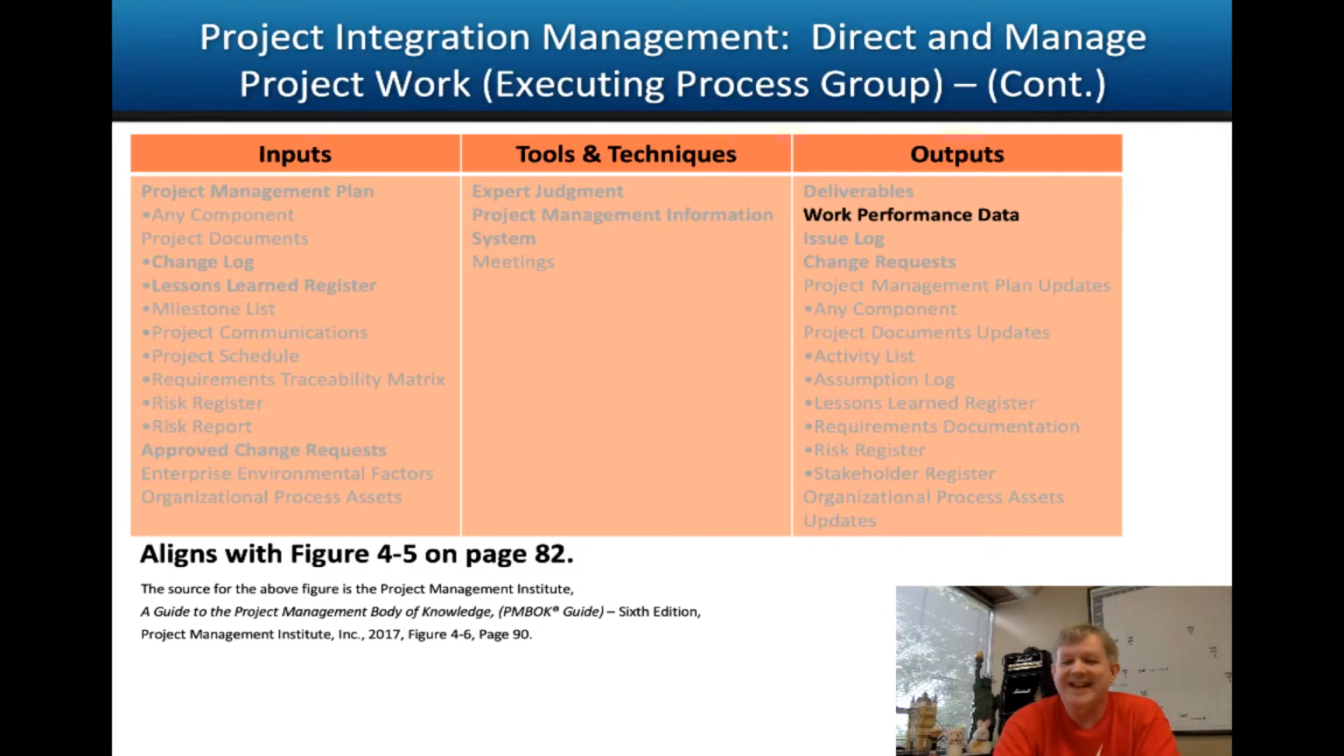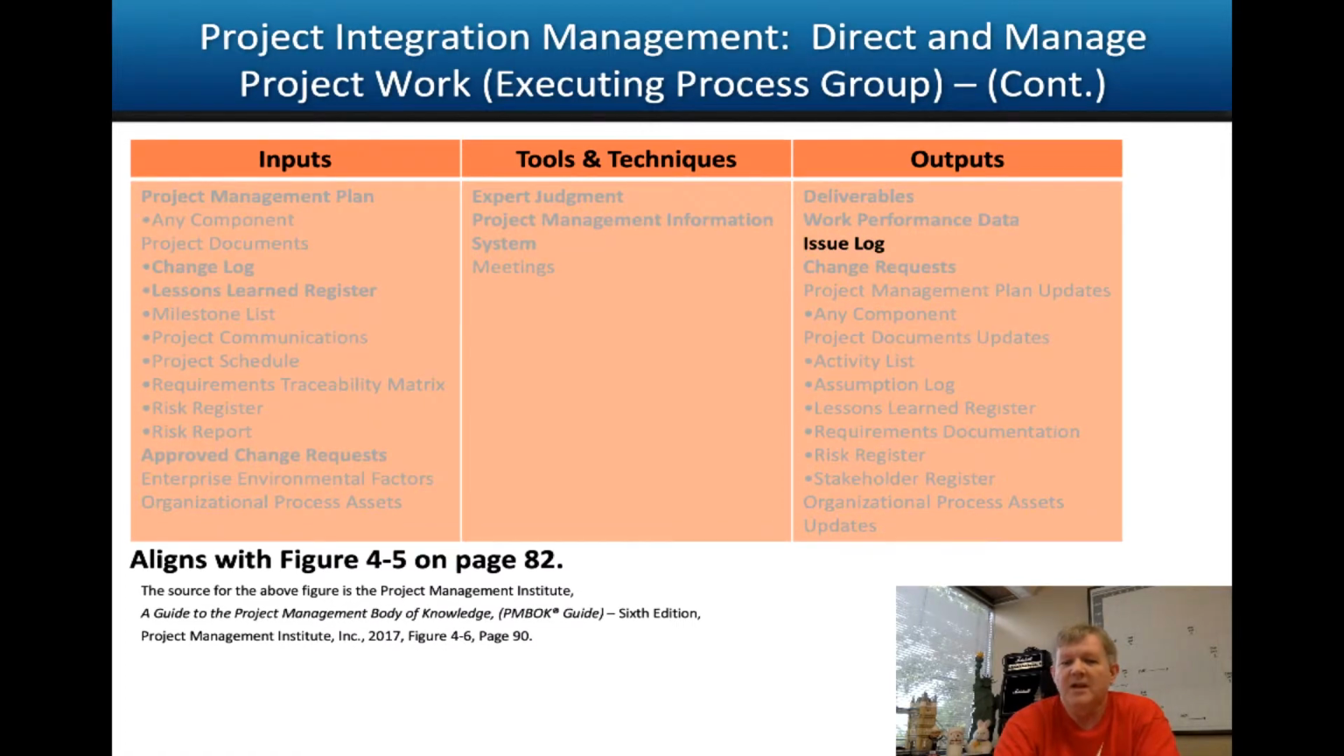Work performance data is data about what's going on. In other words, how do those deliverables look? Now, we also have the issue log, which gets created here. The issue log basically keeps track of issues that come up. And you're going to see this as an update to a lot of processes, because a lot of things can drive the creation of issues. And you want to be as proactive as possible with these issues and get them resolved as quickly as possible.